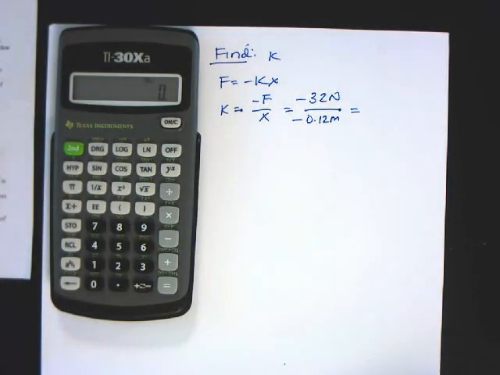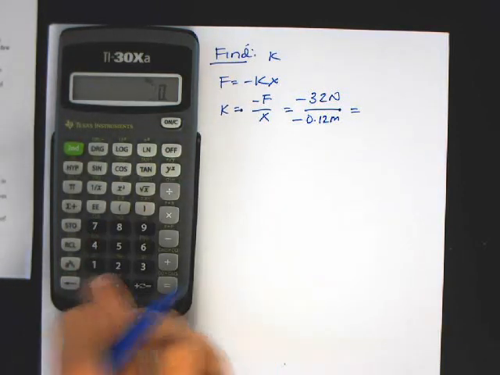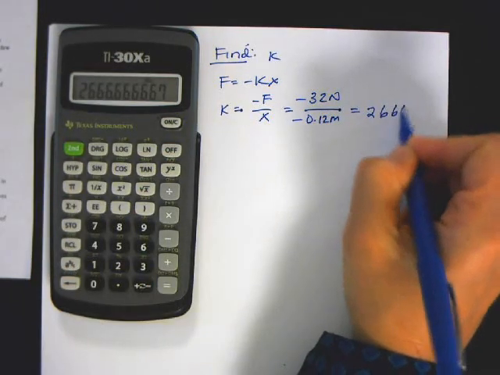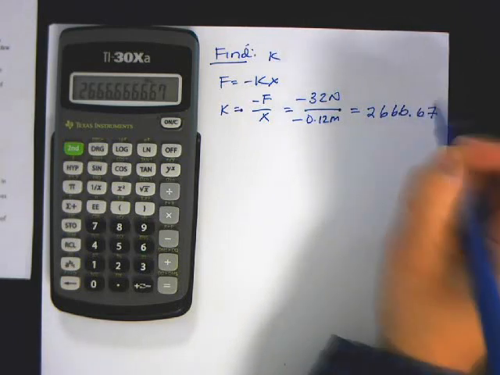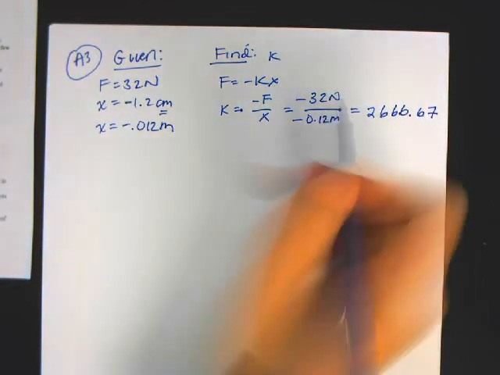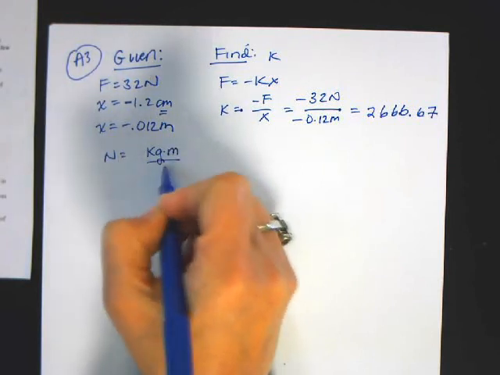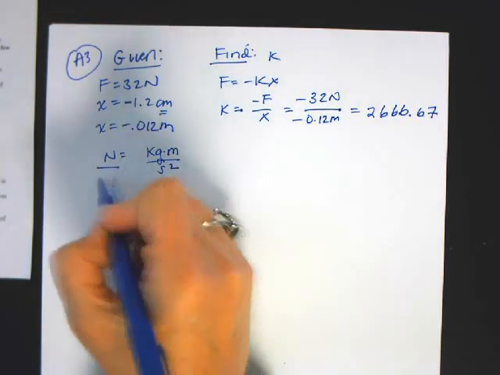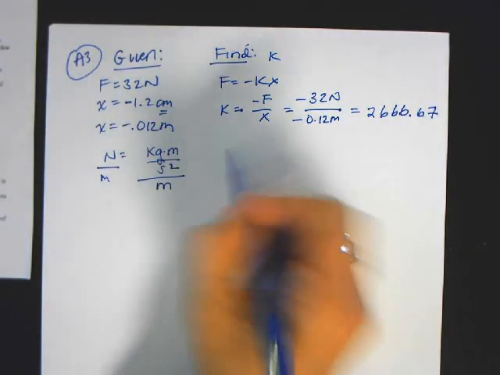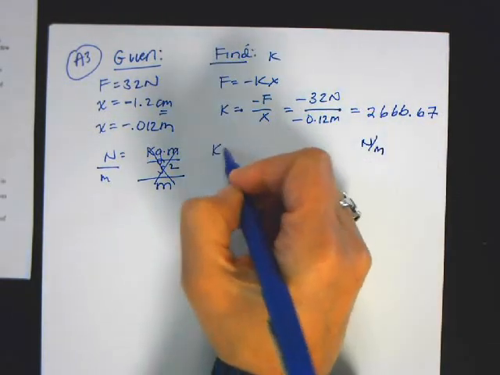And now when I take my calculator, I say 32 divided by 0.012 equals, so I get this big number, 2666.67. Now, first let me check my unit. So I have newtons in the numerator, and remember, a newton is a kilogram meter per second squared, divided by a meter. I'm going to leave this because the unit is a newton per meter for spring constant. I forgot we're solving for k.